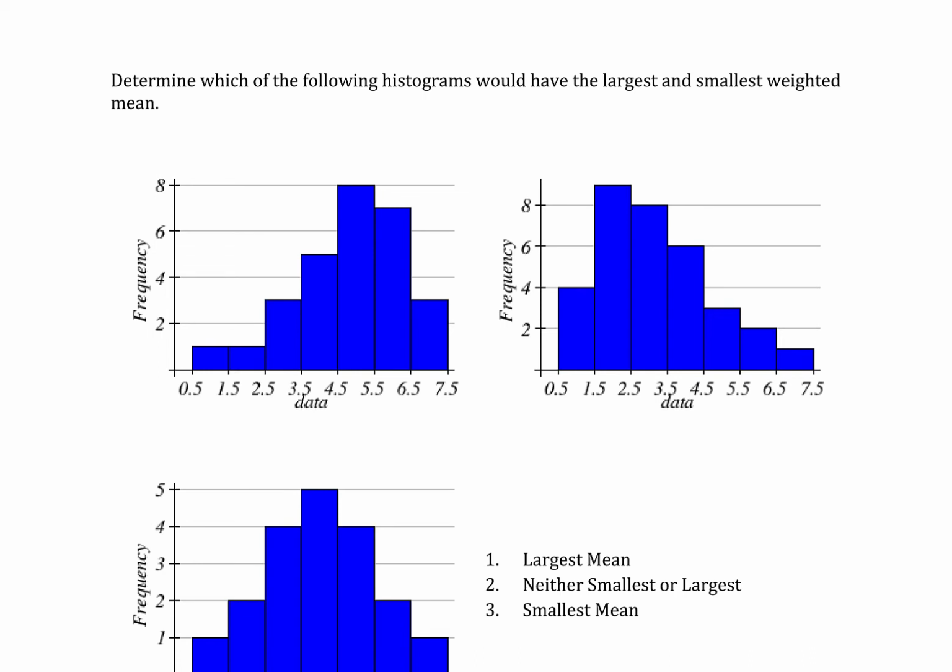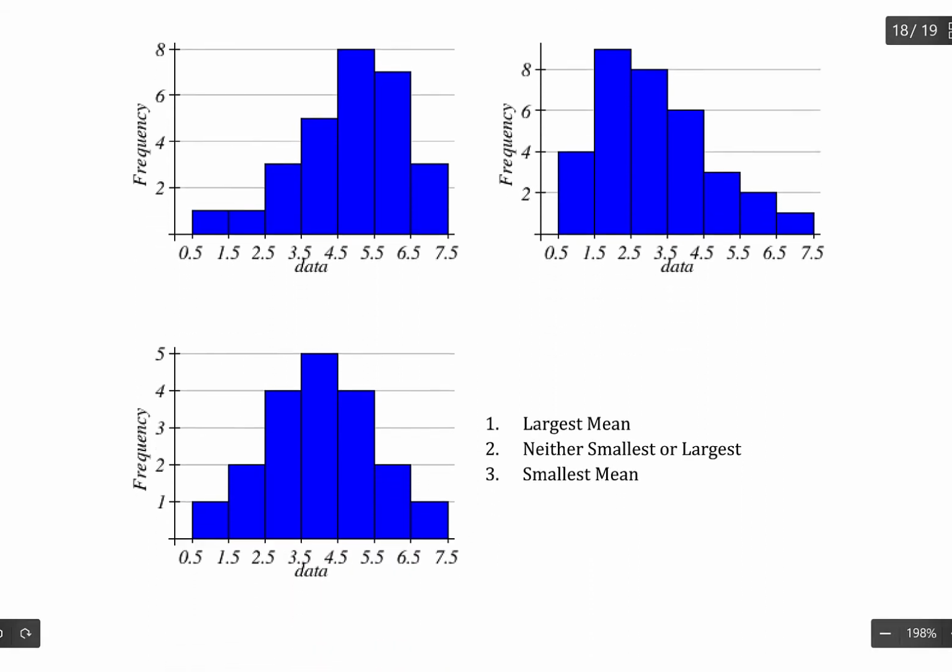Determine which of the following histograms would have the largest and smallest weighted mean. Well, one thing that's interesting about a weighted mean is that if you're looking at it pictorially, then if you could imagine the place where you could set a fulcrum, which is just a balance point, then the location of that balance point is where the weighted mean would be.